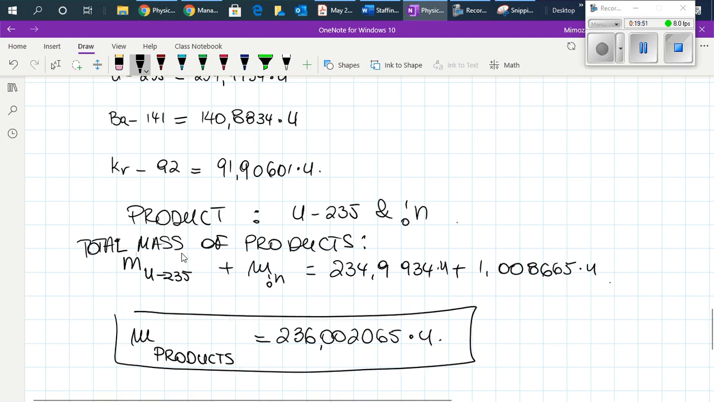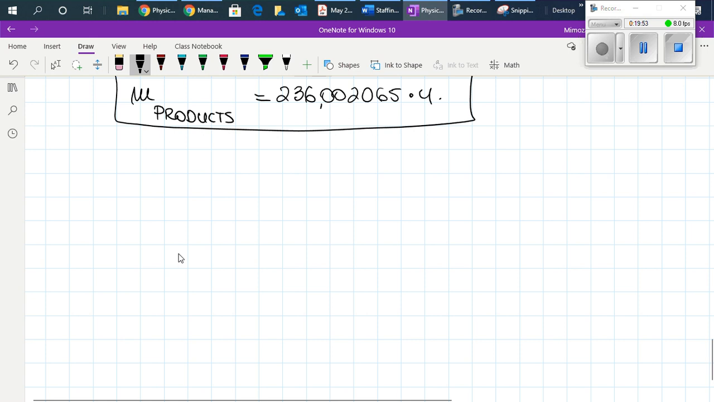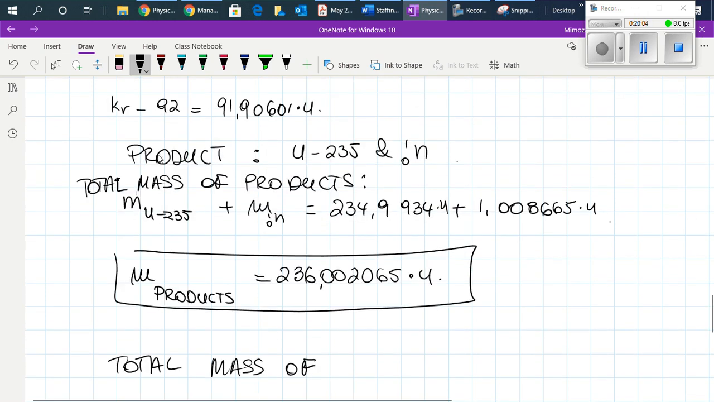Let's see now what is the total mass of the products. This is the reactant. Total mass of reactant. This is reactant.